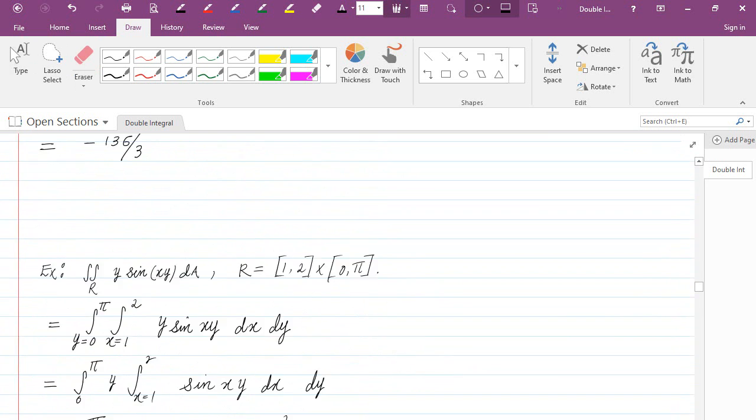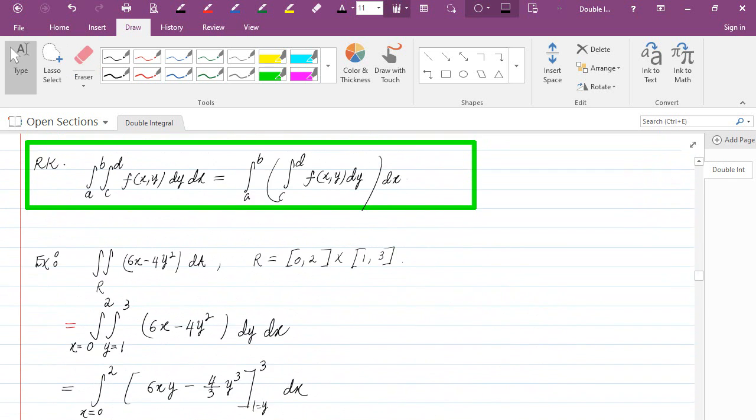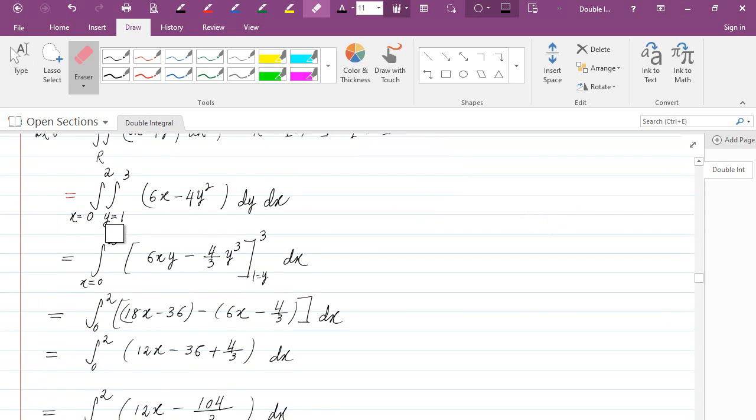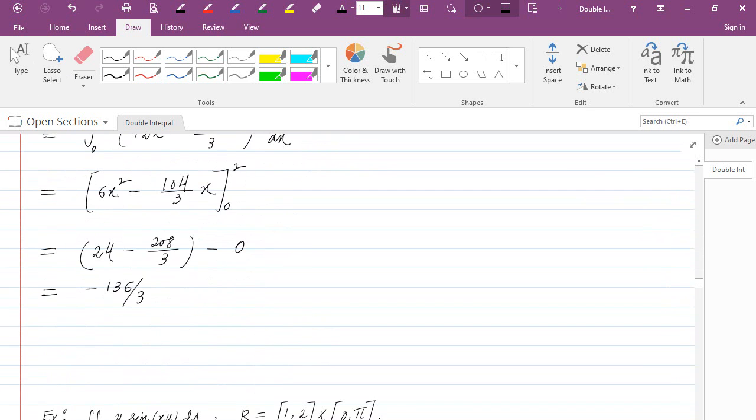Okay, so what I would like you to do is do this same problem where you reverse the order of integration. That is, instead of integrating with respect to y first, integrate with respect to x first. When you do that, you should reverse the order of these two integral signs, and then you'll see that you get the same answer as I did.